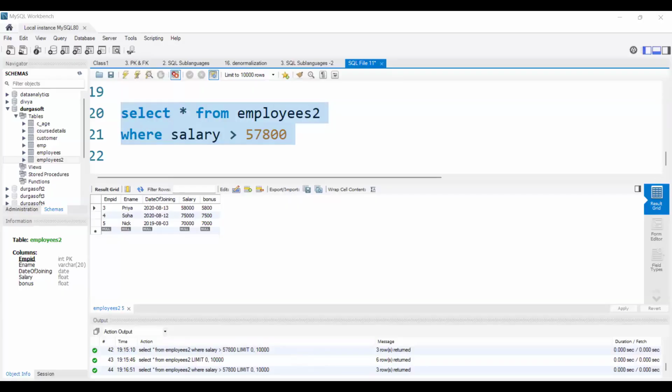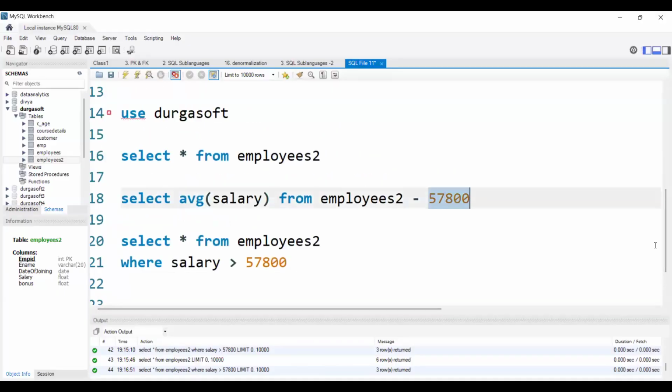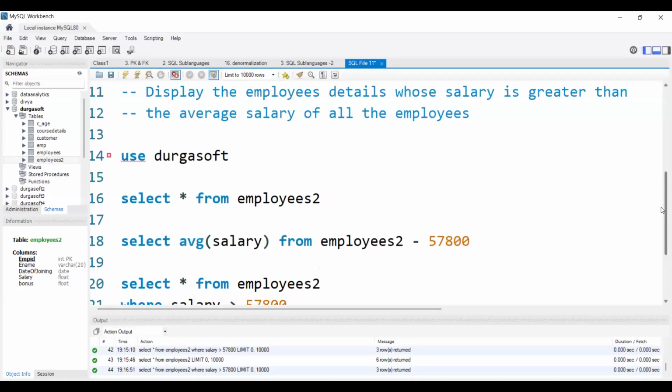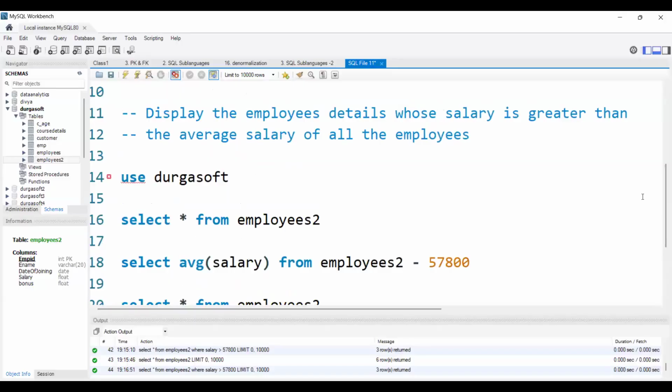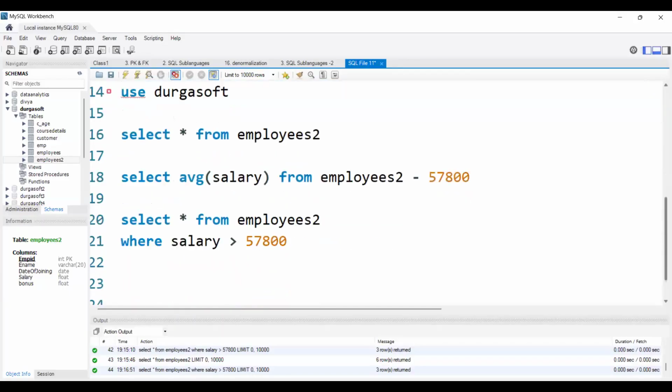So now we need to write the query in a dynamic way. Let's try to write some dynamic query here. Instead of using the values like this, directly, ma'am, we can write select average salary from employees too. Correct, that is what I will do. Display the employee details whose salary is greater than the average salary of all the employees.